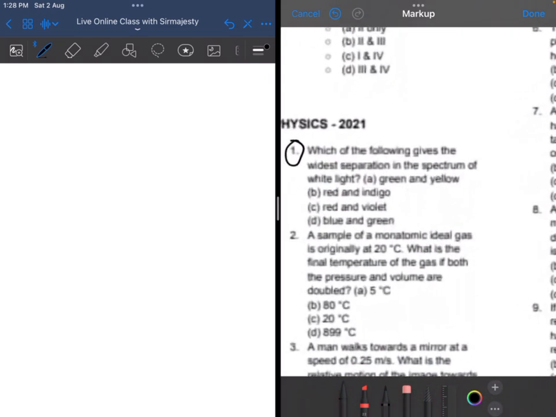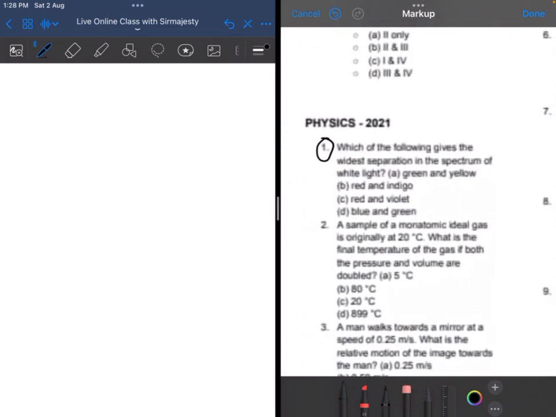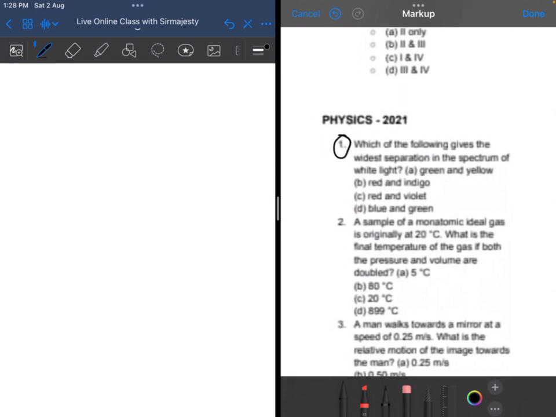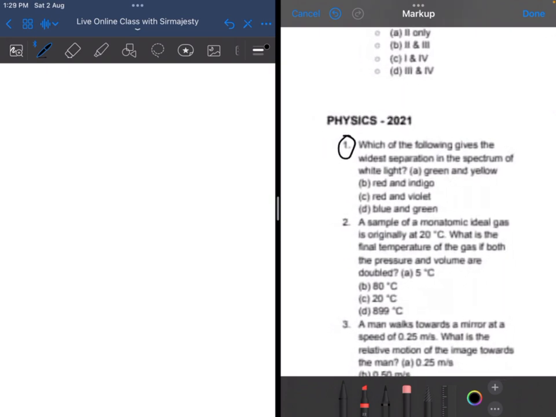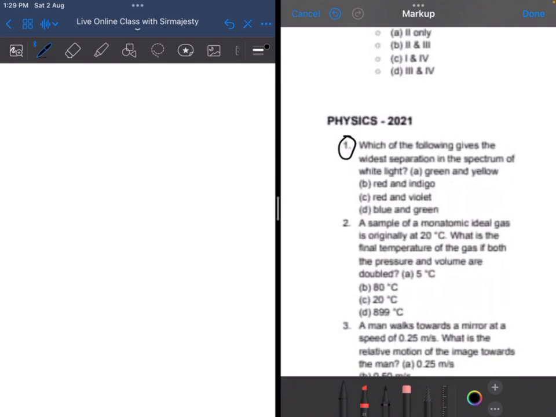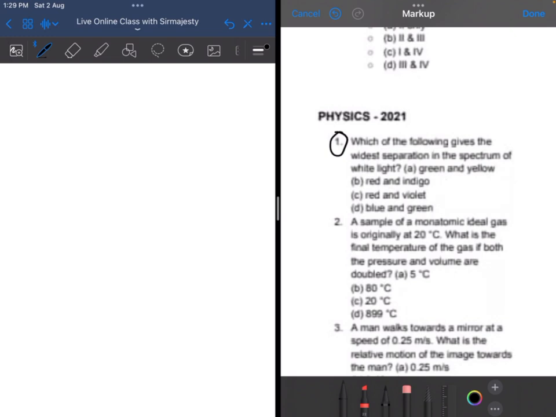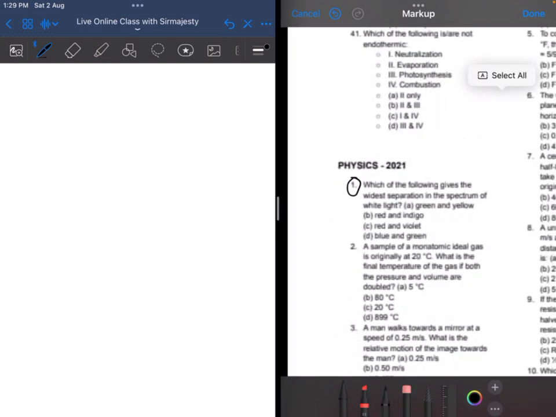Which of the following gives the widest separation in the spectrum of white light? A. Green and yellow. B. Red and indigo. C. Red and violet. D. Blue and green. So we'll solve here. Number 1: white light disperses into different colors.